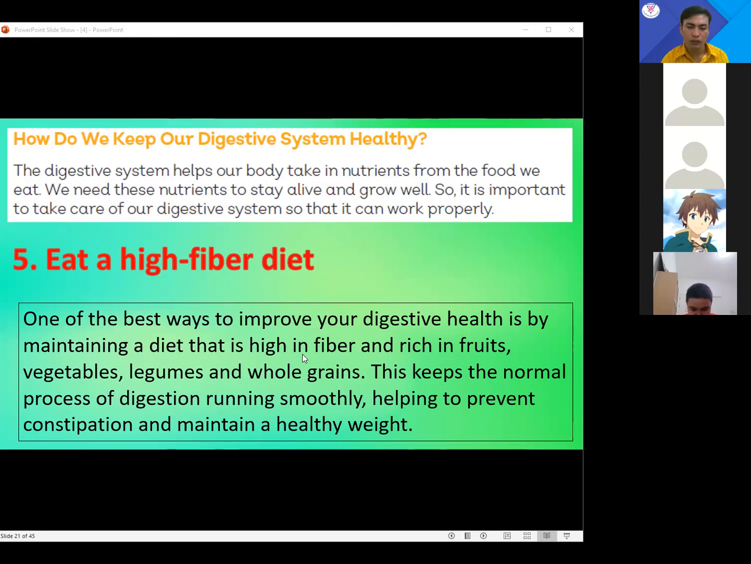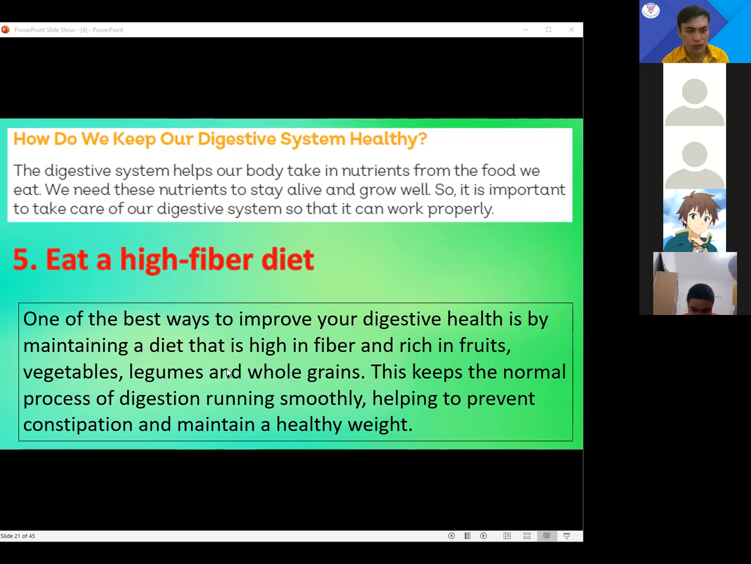Examples are fruits and vegetables. It will keep the normal process of digestion running smoothly, no problem, helping to prevent constipation and maintain a healthy weight. Okay? So if we eat a high fiber diet, we will become slim. We will not become fat because we will be able to maintain a healthy weight. All right? So it's a very good thing for us to eat a lot of fruits and vegetables so that we will not become fat. Not only that, it will prevent constipation.